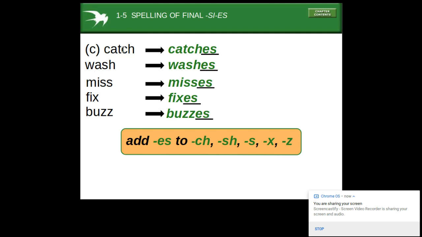Okay, with these hard sounds like ch, so catch, add es, catches. Wash, add es, washes. Miss, add es. Fix, add es. Buzz, add es. All of these words would be extremely difficult to pronounce if we just added an s. Imagine if it were miss, right, for this one. Instead, it's misses.